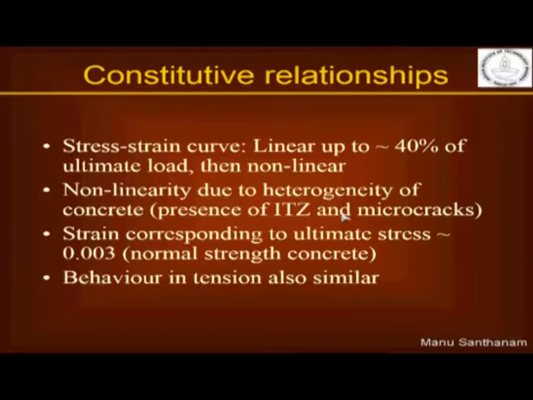Using this, what we can find out is that the stress strain relationship for concrete is mostly linear up to about 30 to 40% of the load. Then you have a major non-linearity, and this non-linearity, as I mentioned earlier, is because of the heterogeneity of concrete, primarily the influence of your interfacial transition zone and the micro cracks that may be present in your concrete. We generally assume that for normal concrete, the strain corresponding to ultimate stress is about 0.003. Now that can be quite different when you change the grade of the concrete.